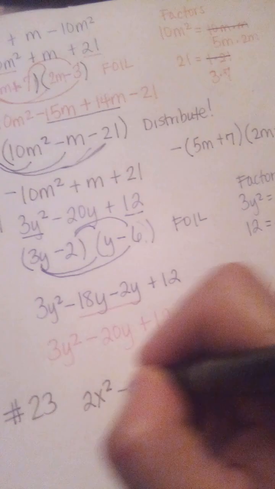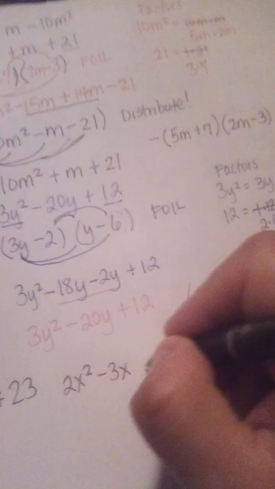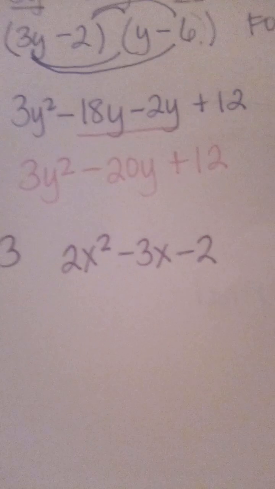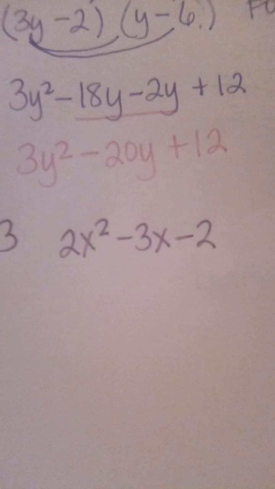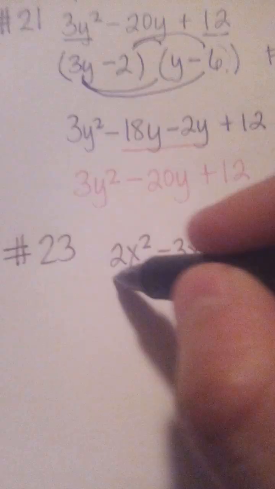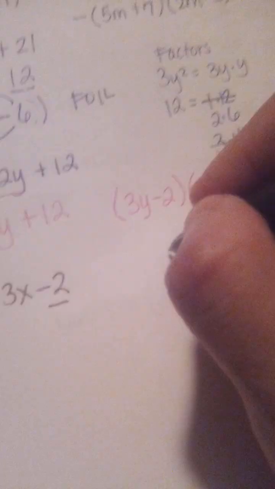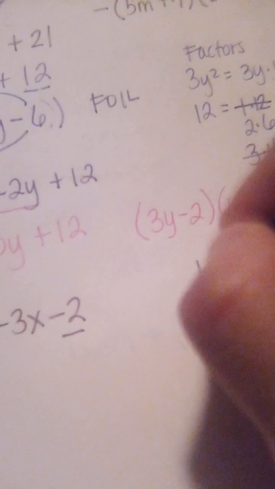Number 23. We have 2x squared minus 3x minus 2. This is not that bad, believe it or not. Is this problem factorable? That's the first question. Yes. Based on the 2x squared and the negative 2, actually. Forgive me.